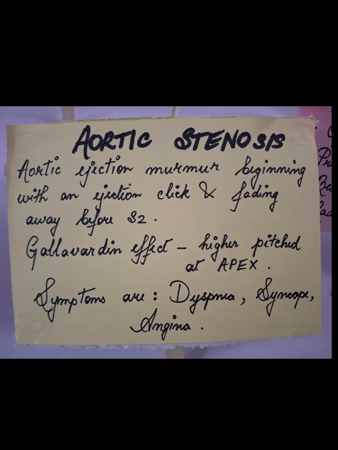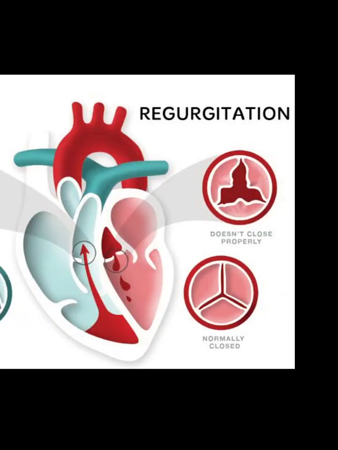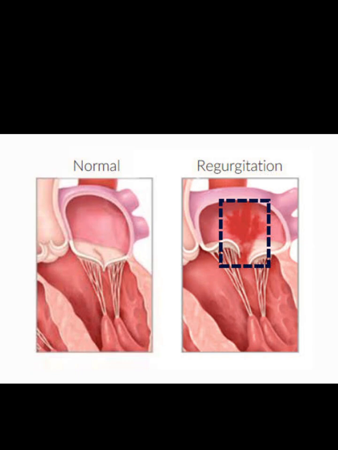The next pathology is valvular regurgitation. Here, the valve doesn't close properly, allowing blood to flow backwards. The types of valvular regurgitation are pulmonary regurgitation, aortic regurgitation, and mitral regurgitation.